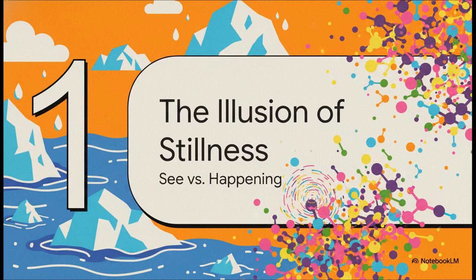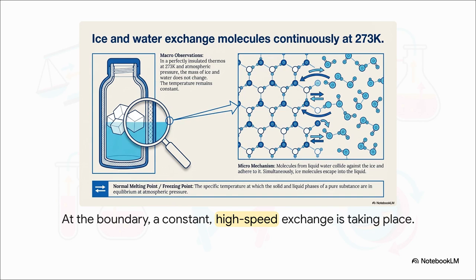So on the big picture level, what we can actually see, nothing seems to be changing at all. The amount of ice, the same. The amount of water, the same. The temperature's not budging. But if you could shrink down to the molecular level, oh boy, it's a completely different story.